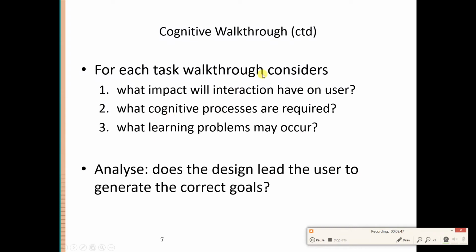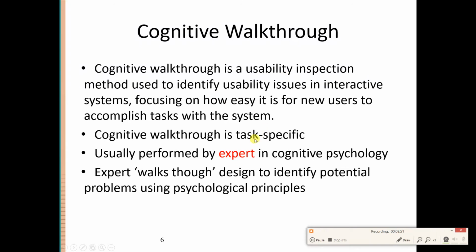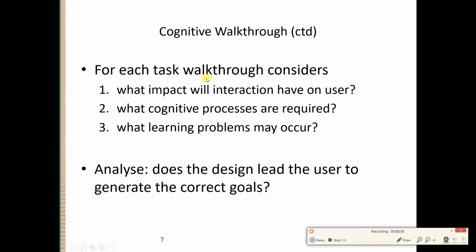For each task, the walkthrough considers, because we have said that the cognitive walkthrough is task specific, there can be multiple tasks we have to evaluate in the system. So for each task, we have to consider what impact the interaction will have on the user. What is the impact the task is going to have on the user? Maybe the user is satisfied, or finds it difficult to learn this task, or is taking too much time. We have to evaluate these impacts from the perspective of the user.